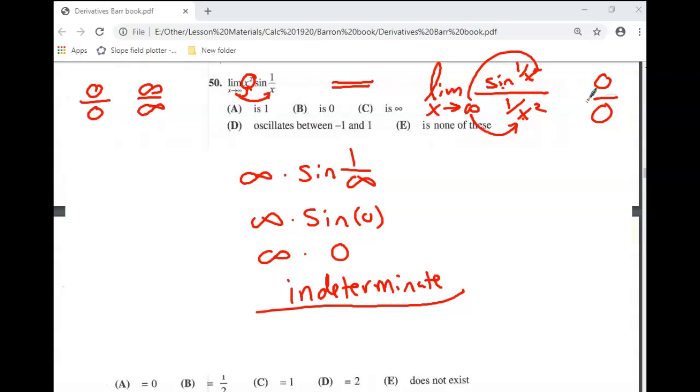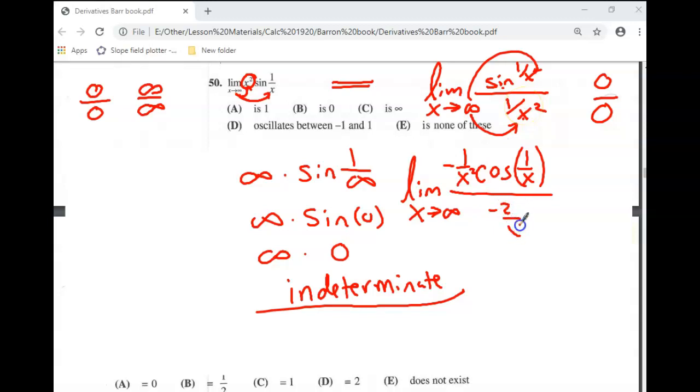So the derivative of sine is cosine, but I have to do the derivative of the inside. The derivative of the inside is going to be negative 1 over x squared. Now I'll show you why that is in just a second, but for now, just sit tight. Now I also want to find the derivative of the bottom. The derivative of the bottom is negative 2 over x cubed. Okay?